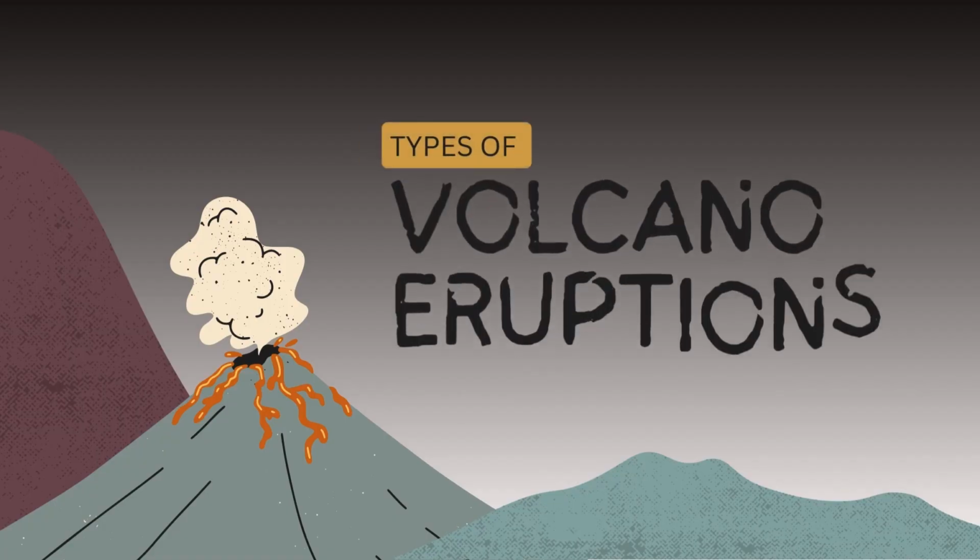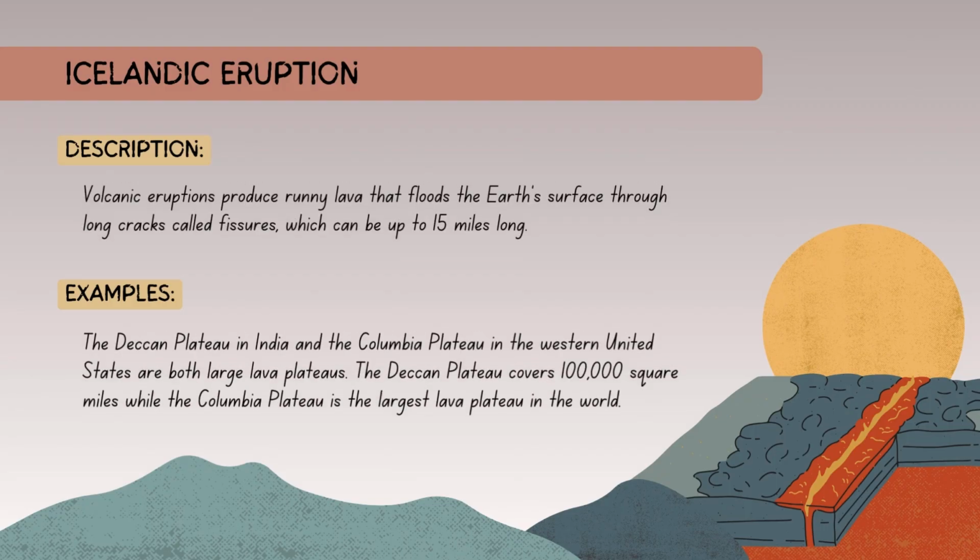The following are the types of volcano eruptions. First, Icelandic eruption. This volcanic eruption produces runny lava that floods the Earth's surface through long cracks called fissures, which can be up to 15 miles long. For example, the Deccan Plateau in India and the Columbia Plateau in the western United States are both large lava plateaus. The Deccan Plateau covers 100,000 square miles, while the Columbia Plateau is the largest lava plateau in the world.